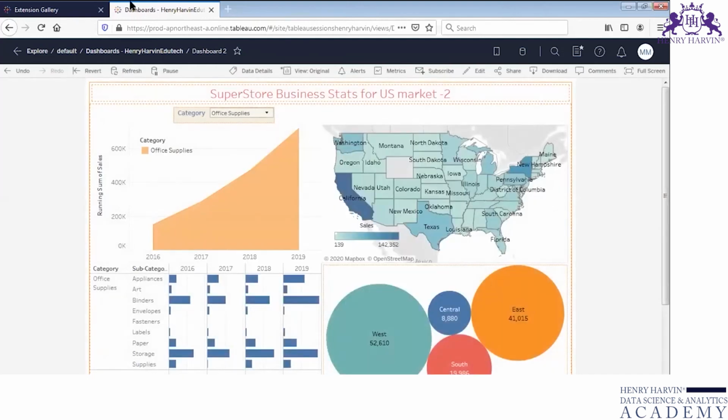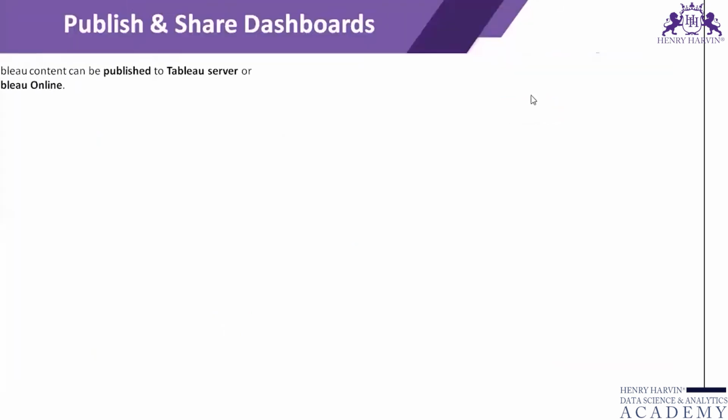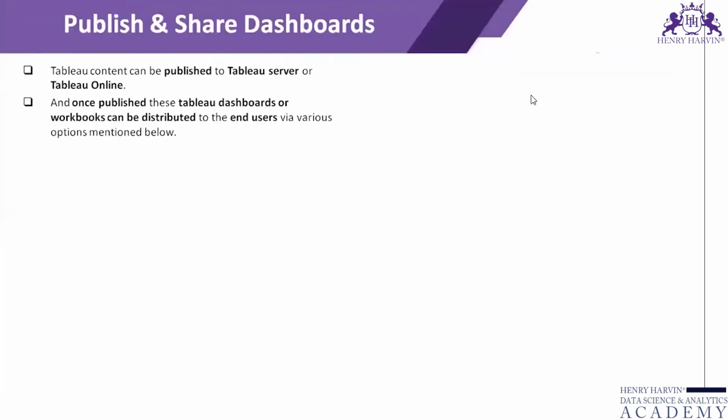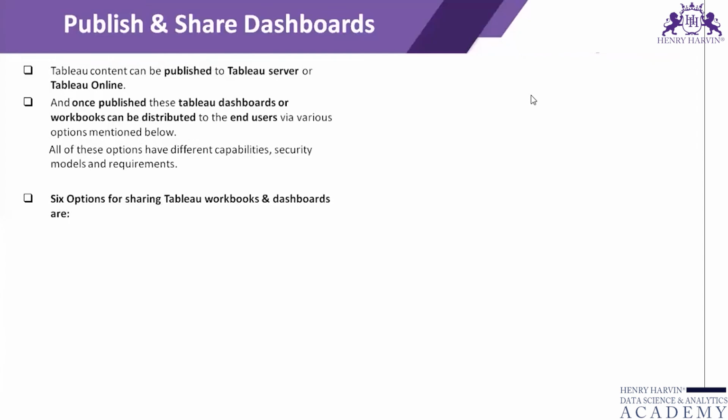So now let's see the next way of sharing the dashboards. Since I have given you an overview, let me show you all the steps involved in publishing and sharing the dashboard. So over here, we are saying that the Tableau content can be published or shared to the Tableau server or Tableau Online. We have done it using Tableau Online. And once we have published this dashboard or workbook, it can be distributed to the end users, and we have seen how you can distribute these dashboards or published workbooks.